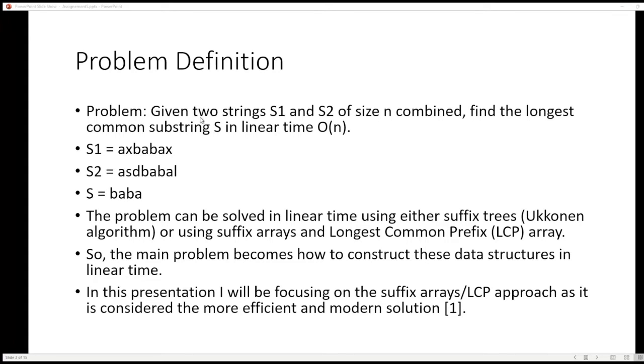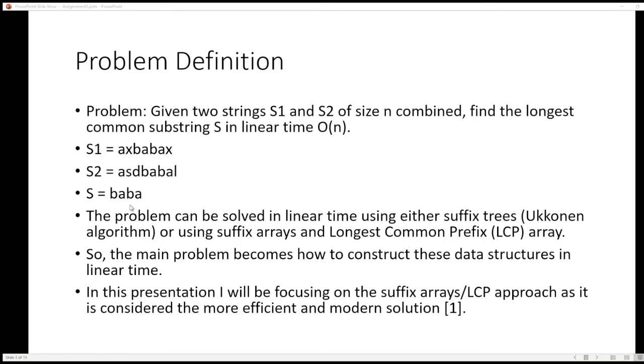Suppose there are two strings S1 and S2 of size n combined. We have to find the longest common substring S in linear time. We can see this in this example. Suppose that S1 is AXBABAX and S2 is ASDBABAL. So the common substring in this case will be the longest consecutive set of characters, BABA and BABA here.